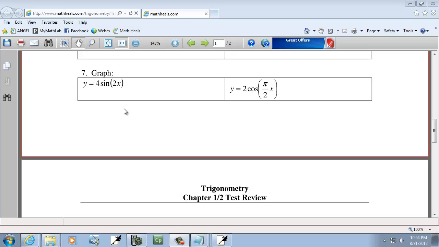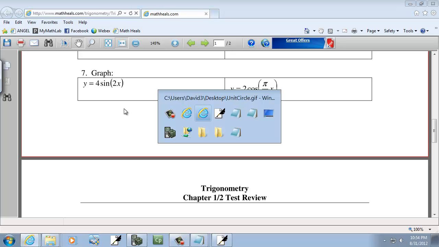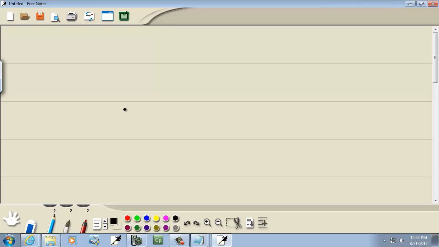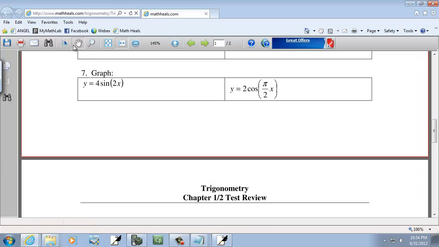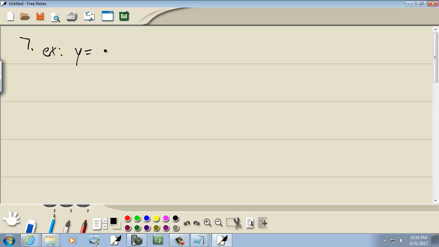Well, let's take a look at our seventh type, which is graphing. Our first example is y is equal to 4 sine 2x. Well, let's find our period. Remember, for sine, cosine, cosecant, and secant, your period is 2 pi over b. B is the number for your x, which is in this case 2. So our period will be pi.